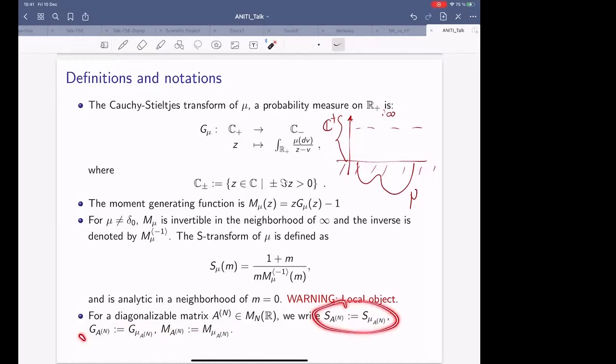So G, M, S. Okay, so this slide is not so easy to digest, but at least you just need to remember the global picture: G, M, and S. And warning, S is local. I don't really know where it's defined. I have no real control on it. All these things are holomorphic functions, but for S, I have no real clue where it is defined, except on a neighborhood.